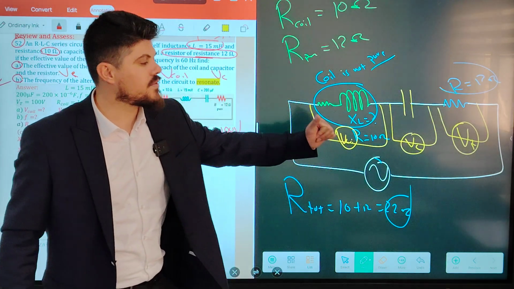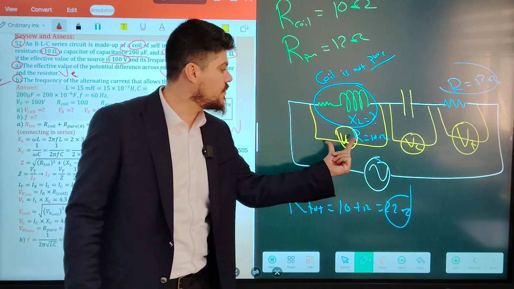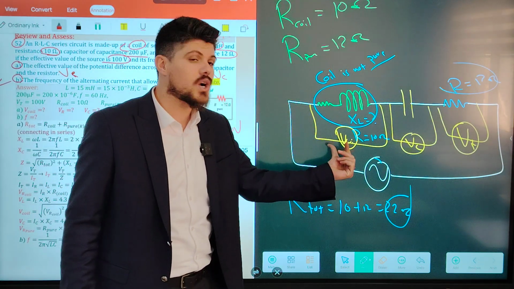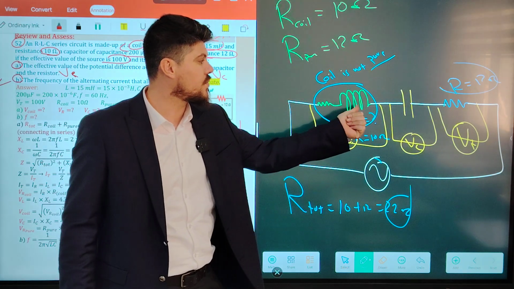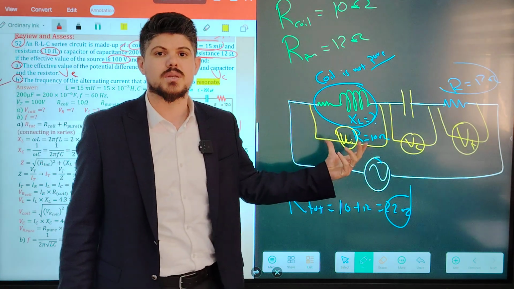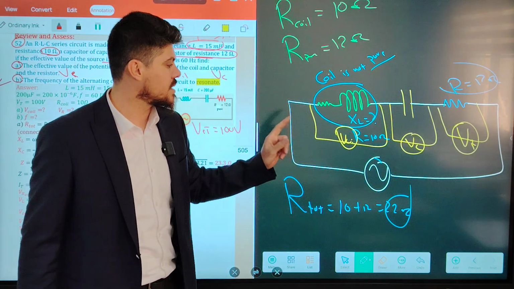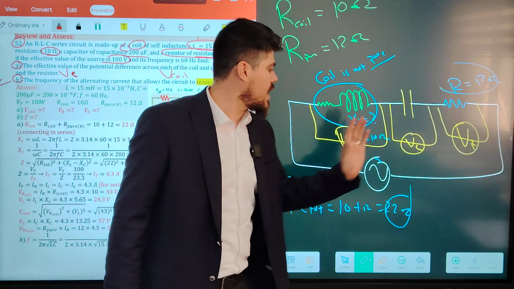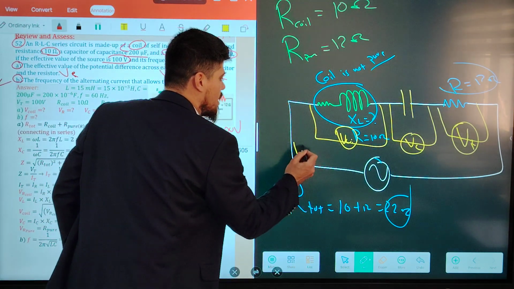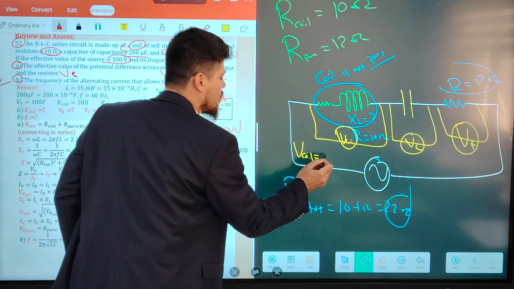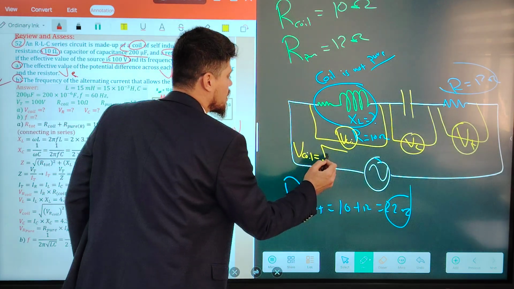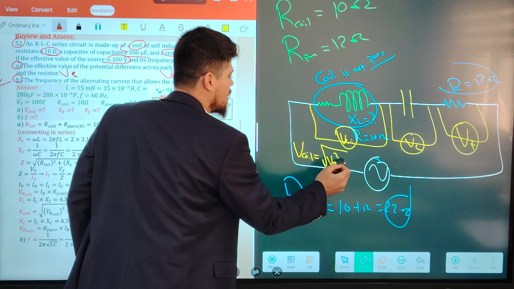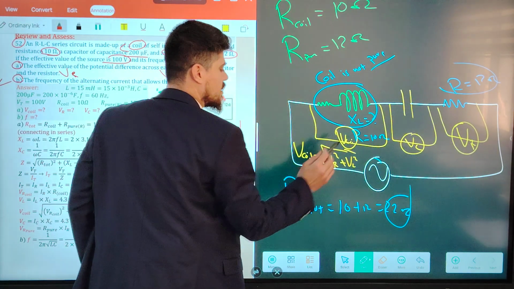How many unknowns do we have in branch A? 3 unknowns. V across coil. When we say V across coil, we have to count for both the coil inductance and resistance, not only for the inductance. V coil, VC, VR. How can we determine V coil? V coil, because the coil is not pure, is equal to the square root of VR squared plus VL squared.